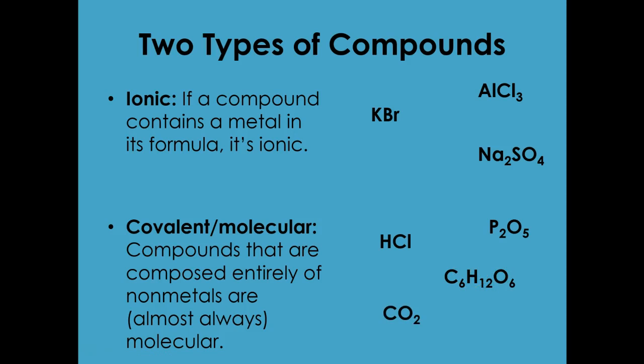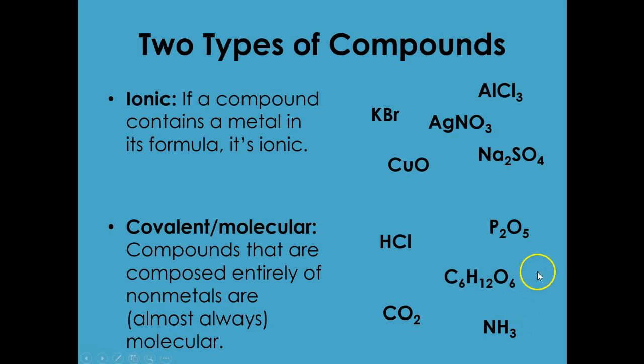Carbon dioxide is a molecular compound, carbon and oxygen both being nonmetals. Silver nitrate: silver is a metal, so this is an ionic compound. Copper oxide: copper is a metal, that's an ionic compound. Ammonia, NH3: nitrogen and hydrogen are nonmetals, so that's a covalent or molecular compound.